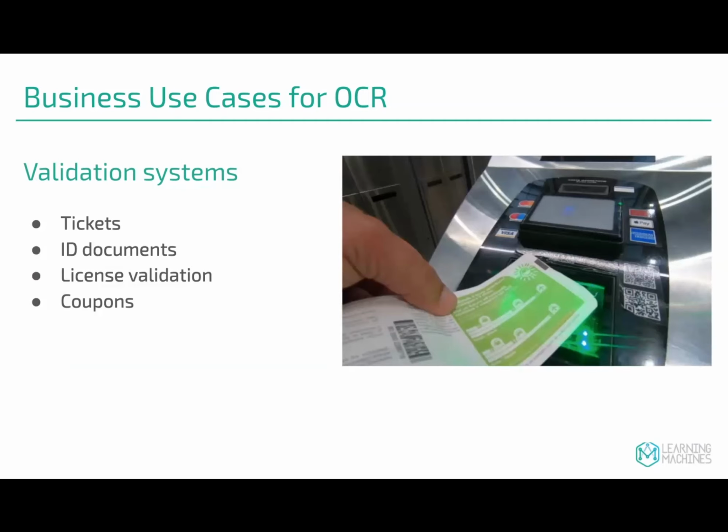Now, if you've ever been on an airplane and you had to enter your flight ticket somewhere, you've probably used an OCR system before. And so validation systems is quite a large use case for OCR systems. Anything from tickets, ID documents, coupons, licenses that are being scanned. Especially if you live in an estate in South Africa, if you think about someone using a scanner to scan your license disc, the principles inside that scanner are the same as the principles being applied in OCR.